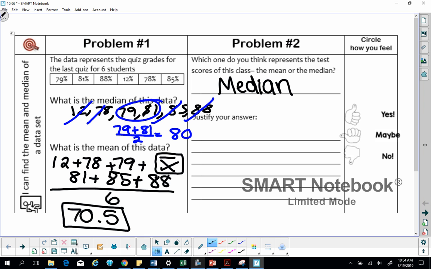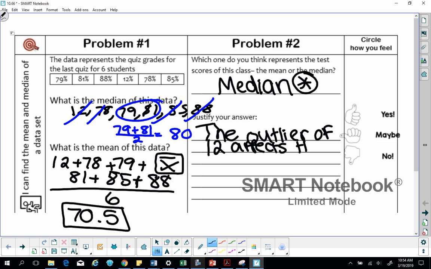So today we're going to be focusing on median versus mean. Which one are we going to use? And then justify your answer. What affected the average? What do we call it? Jeremiah just said outlier. The outlier. Good. So make sure you're writing this down. The outlier of 12 affects the mean, but not the median. Cool. So make sure you write that down on your paper.